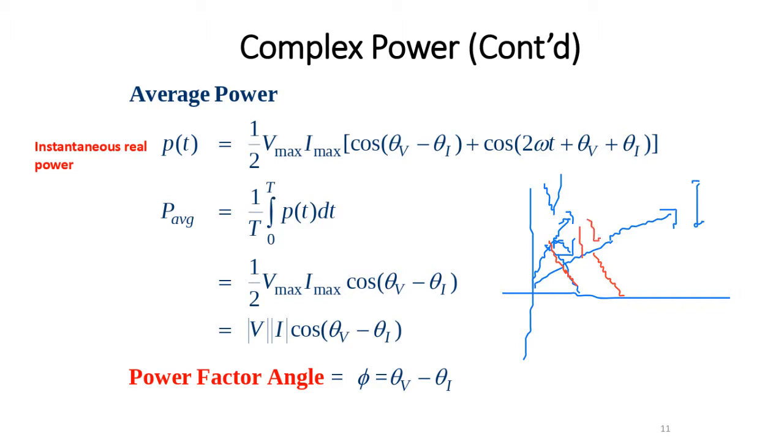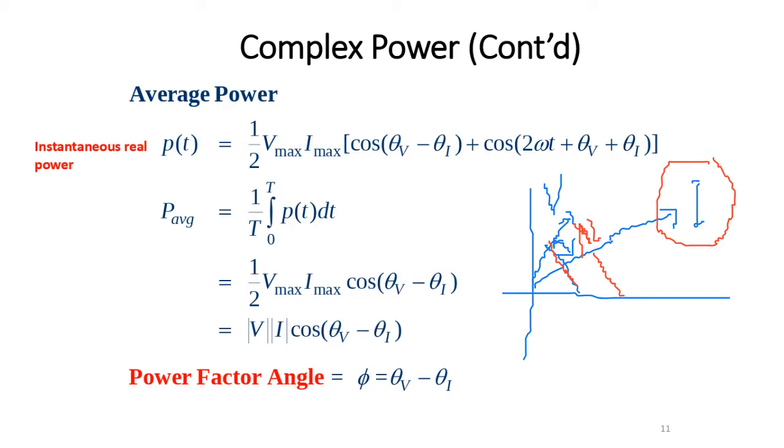Okay, this part is 15. 60 minus 45 is 15. And it's a lagging power factor. Why lagging? Because the current is lagging the voltage. So we say it's a lagging power factor. The current lags the voltage.